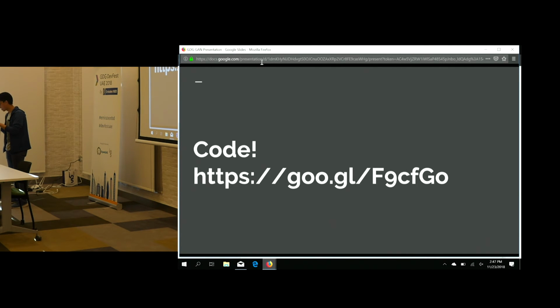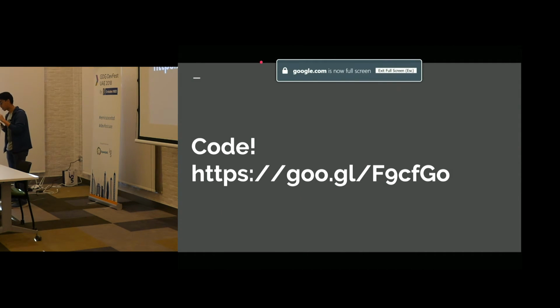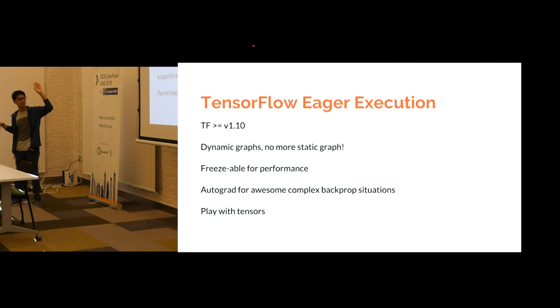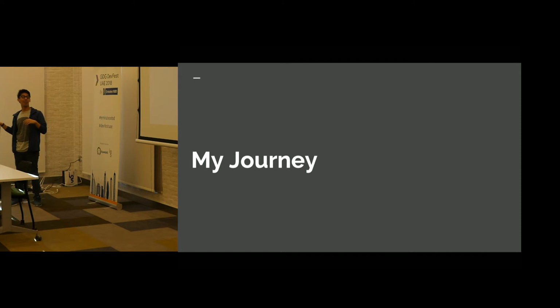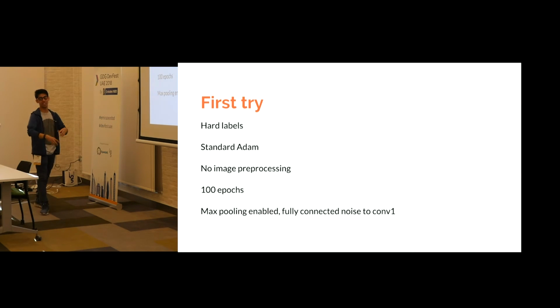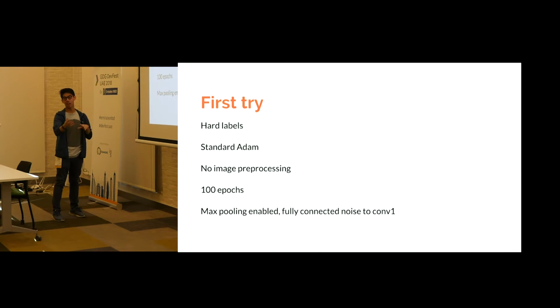You guys are probably hungry to see some outputs, so I'll let you. I've explained TensorFlow eager execution as I went along. So this is how I started with the whole thing. My very first try, I had the hard labels, 1s and 0s, standard Adam, I didn't change the learning rate, I didn't change beta 1, beta 2, no image preprocessing, I just took it as it is. 100 epochs, max pooling in the network.